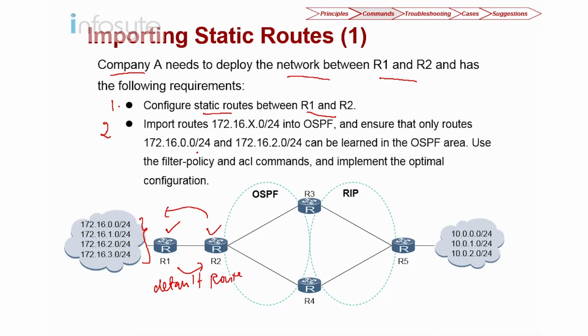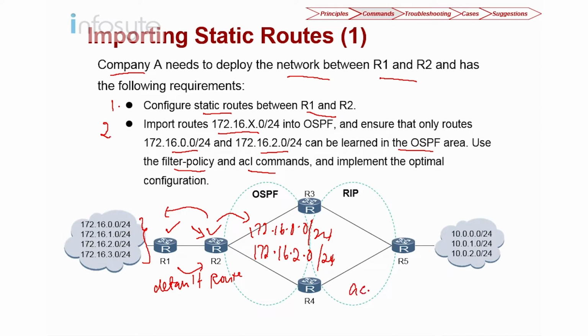The second requirement is to import routes 172.16.x.0 into OSPF. I have 4 routes inside R2, and you are only allowed to import 172.16.0.0/24 and 172.16.2.0/24, so only 2 routes can be learned in the OSPF area. You are required to use a filter policy and an ACL. So we are going to filter based on just these 2 entries, 0 and 2.